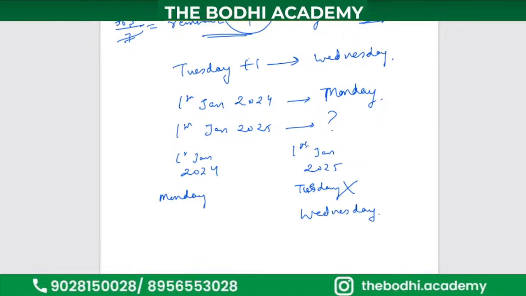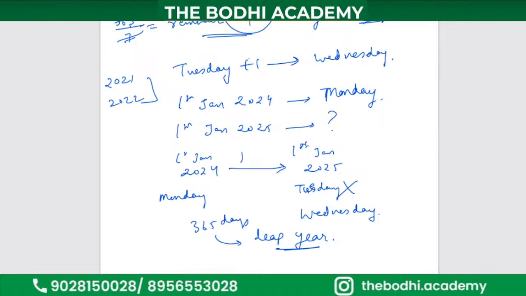Now, what is the reason? Because of the addition of 1 extra day. We know from 1st Jan of any year to 1st Jan of the next year, we have 365 days. But we have a concept called leap year. Now, we have to identify whether the question asked by the examiner comes under leap year or not. See, in the previous question from 2021 to 2022, none of the years is a leap year. But here from 2024 to 2025, 2024 is a leap year. So in this case, we get the number of days as 366 days.